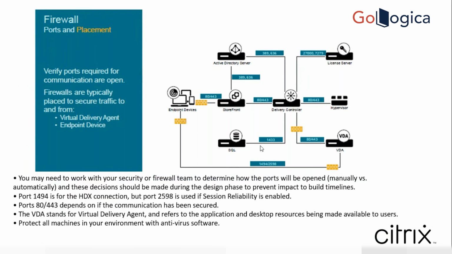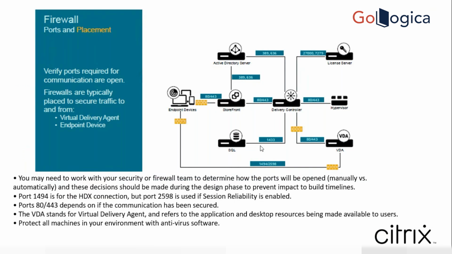Then the main ports in virtual app and desktop are 80 and 443. Which are the main ports? Main port is 80 and 443. 80 is non-secure and 443 is the secure port. 80 is used for HTML websites, all this.